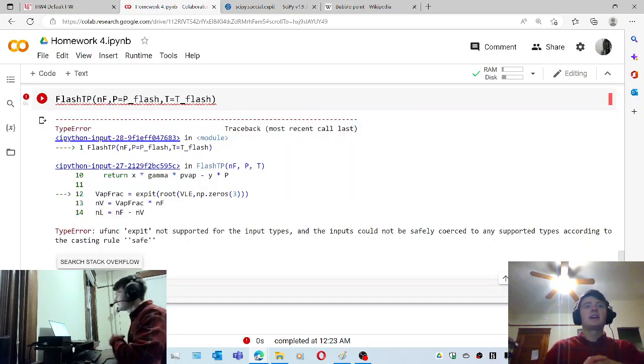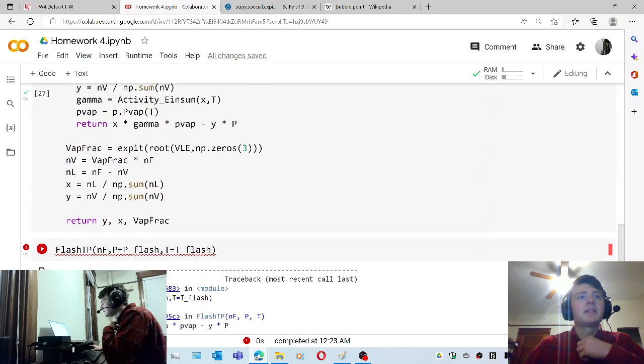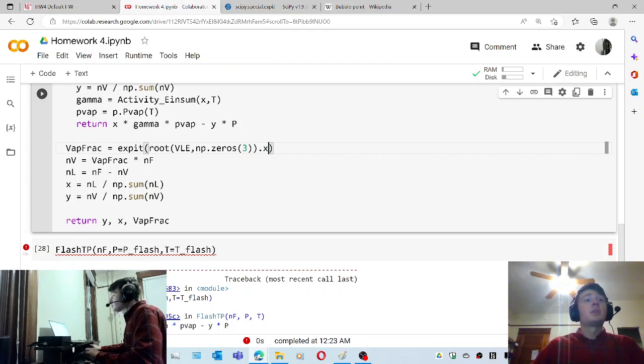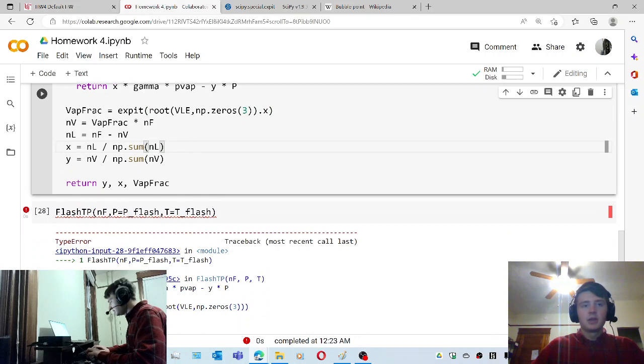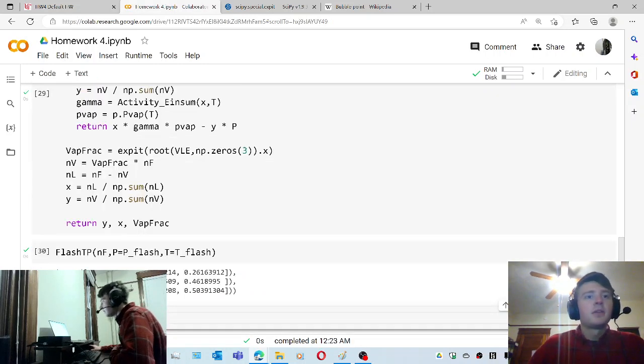When I run this, I get an error, because of course I do. Unifac didn't like what I passed into it, probably because I didn't add the .x. I just want to look at the solution from the solver, not any of the other things that root is going to return to me. So that should fix that issue. Let's see what happens. Okay, so I get 3 values.